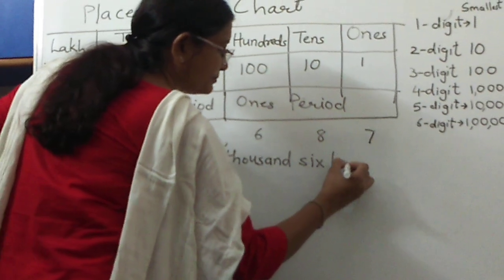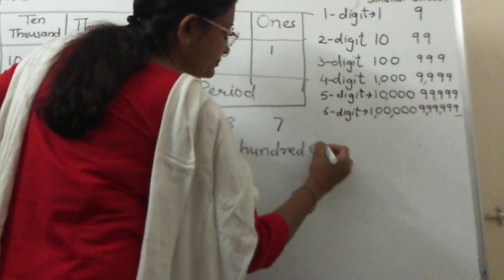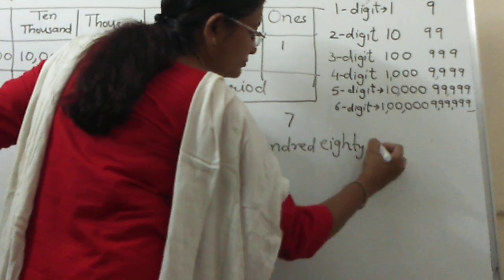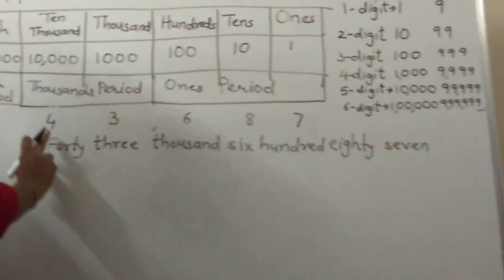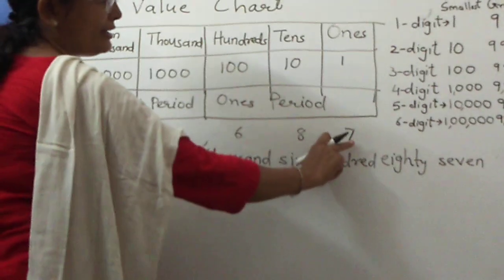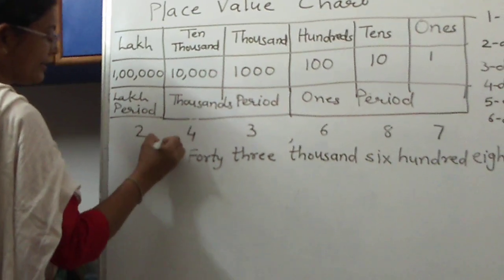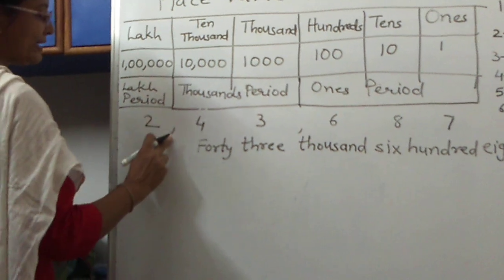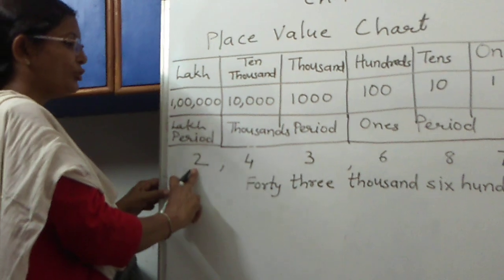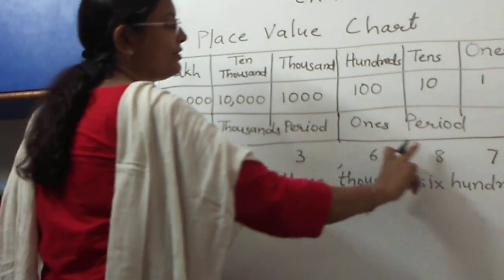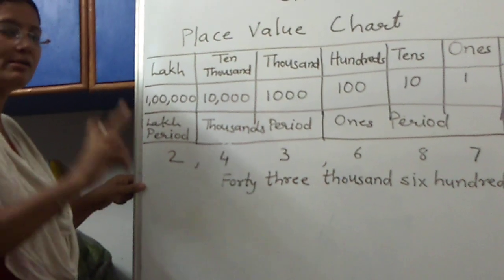687. This is in words, okay? 43,687. Now I am adding one more digit here, that is 2. That is 2 lakh. Here the period is getting changed, so I am keeping a comma here. So how will I read this number? 2,43,687. And how will I write this number in words?